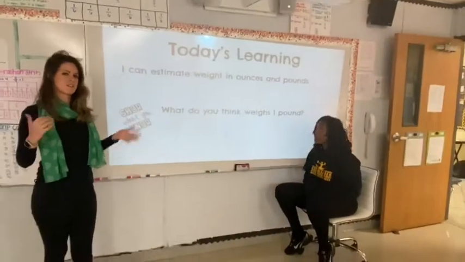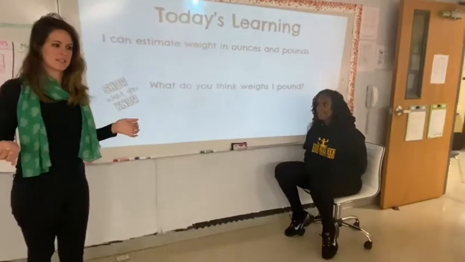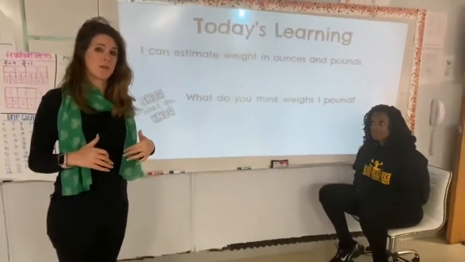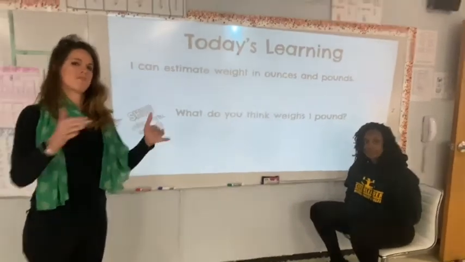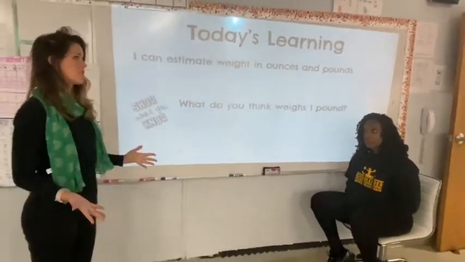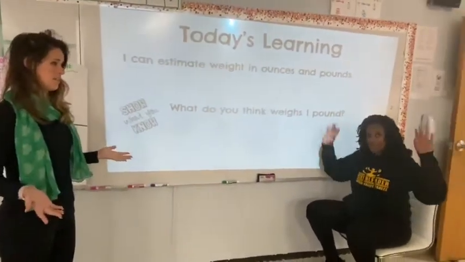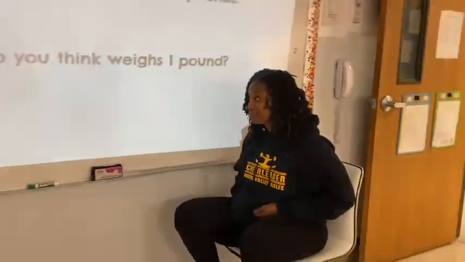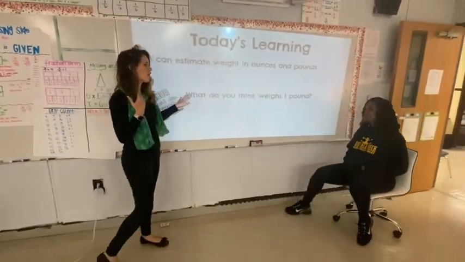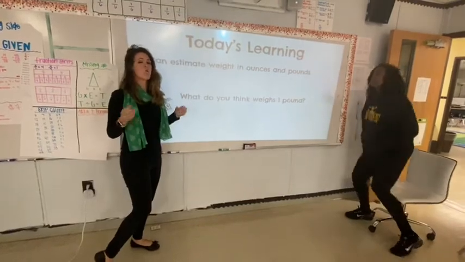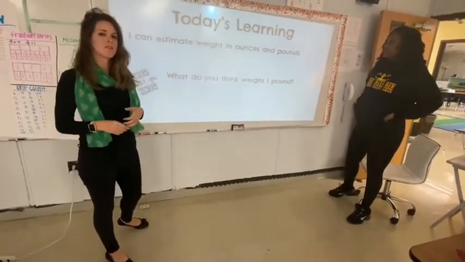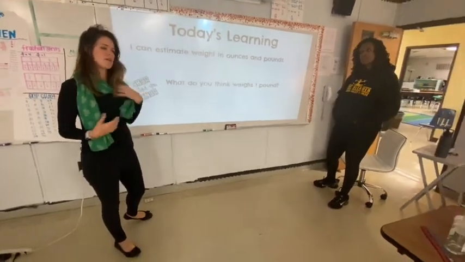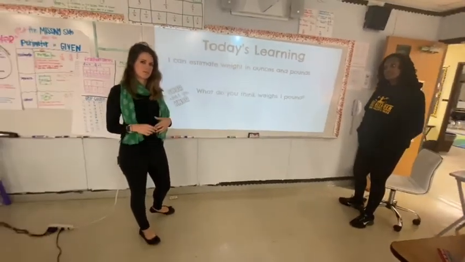All right, so the difference in capacity and weight: capacity is how much is in an object, how much volume, how much liquid is in an object, or how much you can fill in an object. And weight is just how heavy something is. Like Miss Allen. All right, so what would you think weighs 1 pound? Very light. So 1 pound would be very light. What do you think might weigh 1 pound?